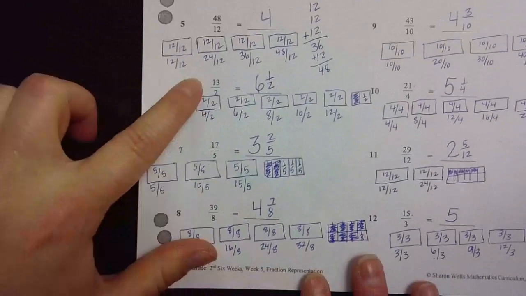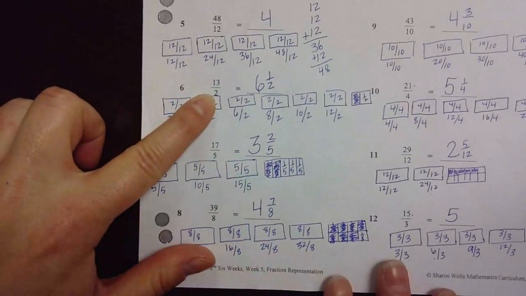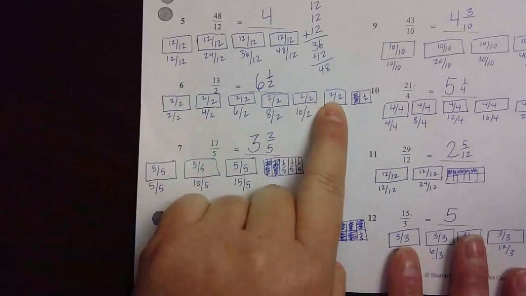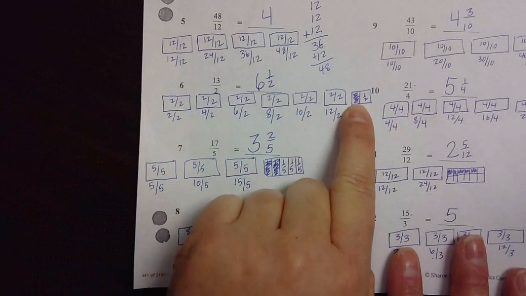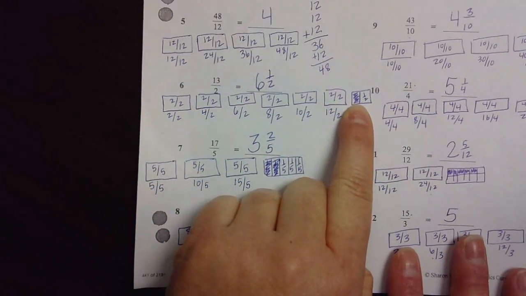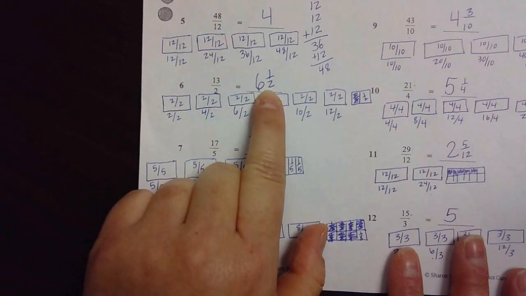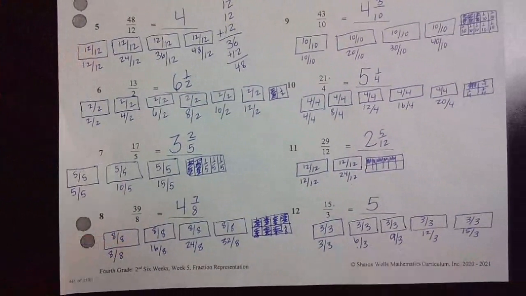But then we have something like 13 halves. So 2 halves make a whole. So I had 1, 2, 3, 4, 5, 6 wholes, which was 12 halves. And I needed just one more to make our 13 halves. So that's 6 1/2. So yesterday we used models to help us convert our improper fractions to mixed numbers. Okay, we're going to take it now a step further.